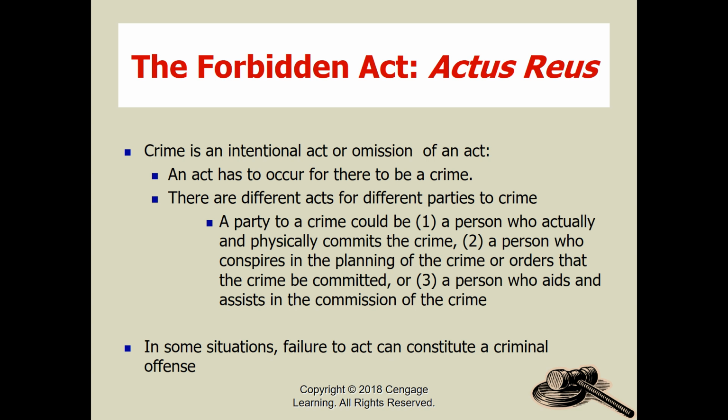Now, one of the things that your book does here is it says there could be different parties to a crime, and that's absolutely true. What it doesn't do is use the typical names that are used inside the law. So when it says in this slide, a party to a crime would be one, the person who actually and physically commits it, we generally call that person the principal. Two, a person who conspires in the planning of a crime or orders that crime to be committed is usually called a conspirator. And three, a person who aids and assists is called an accessory.